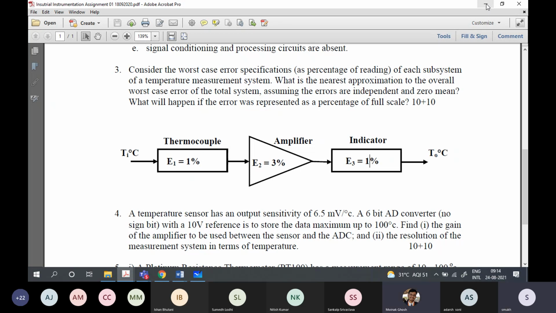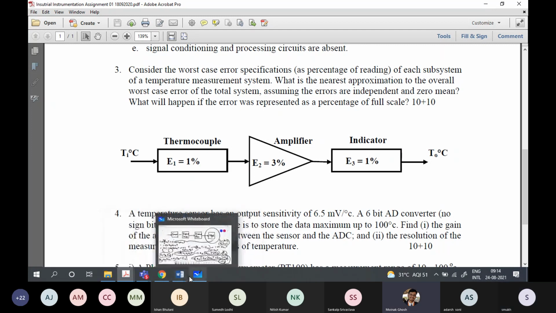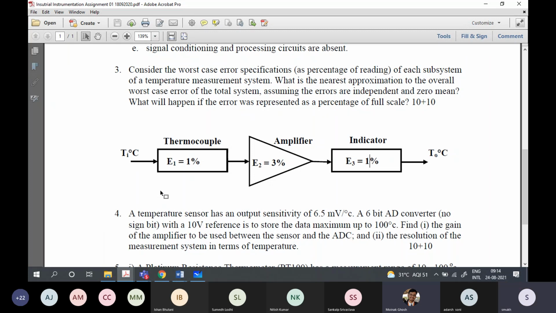Sir, the relation between thermocouple and temperature is not given. So it can be KT square also. That's true. Then the error will change. Maximum error, yes, that is true. So actually speaking, we should say what type of model we should use for each of these devices.